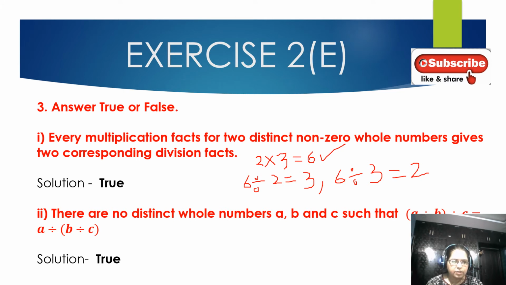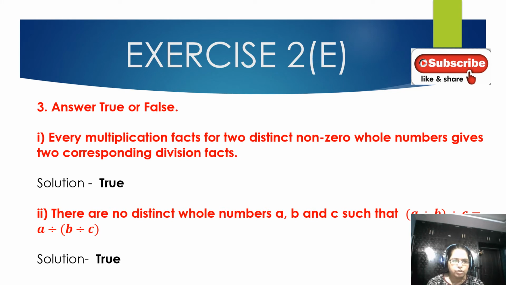And second, there are no distinct whole numbers a, b, c such that a divided by (b divided by c) is equal to (a divided by b) divided by c. This is also a true statement.